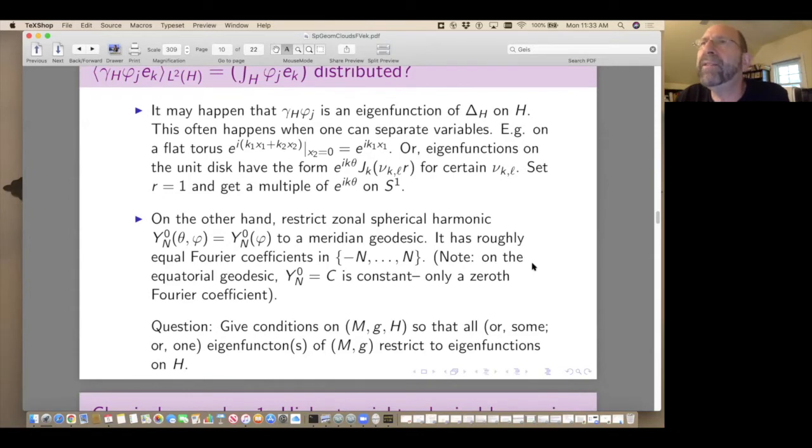As we'll see later on, they're smaller on the latitude circles. They're bigger on the equator. The equator is totally geodesic. The latitude circles have non-degenerate second fundamental form.